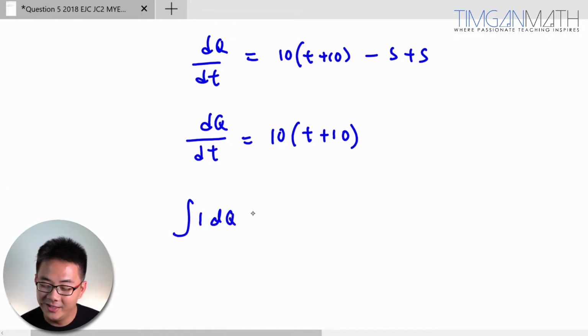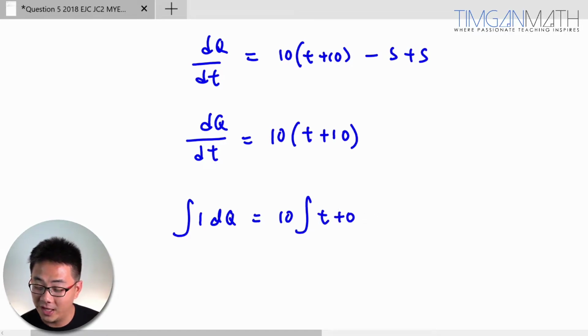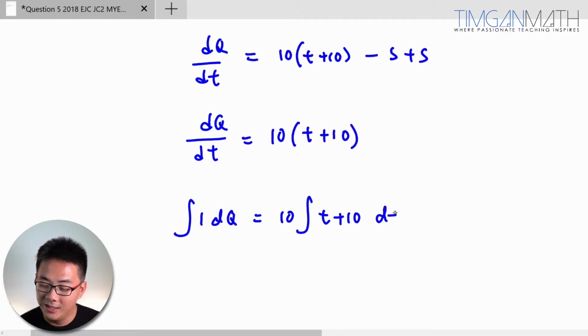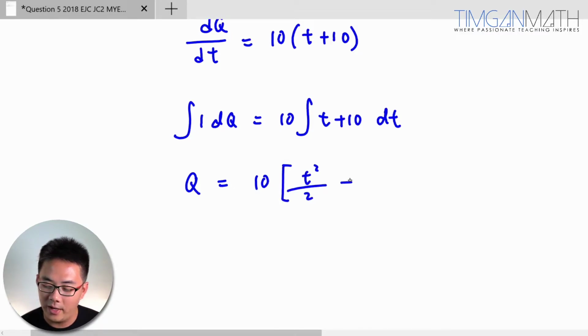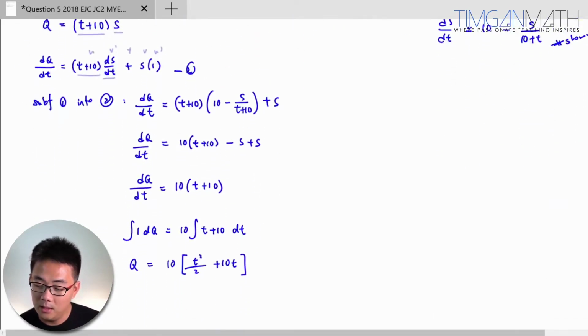dq equals 10. My goodness, I'm so sorry. I'm so tired, man. Okay, let's do this: plus 10 dt. This is q equals 10t over 2 squared plus 10 dt. My bad. Okay, so anything wrong?